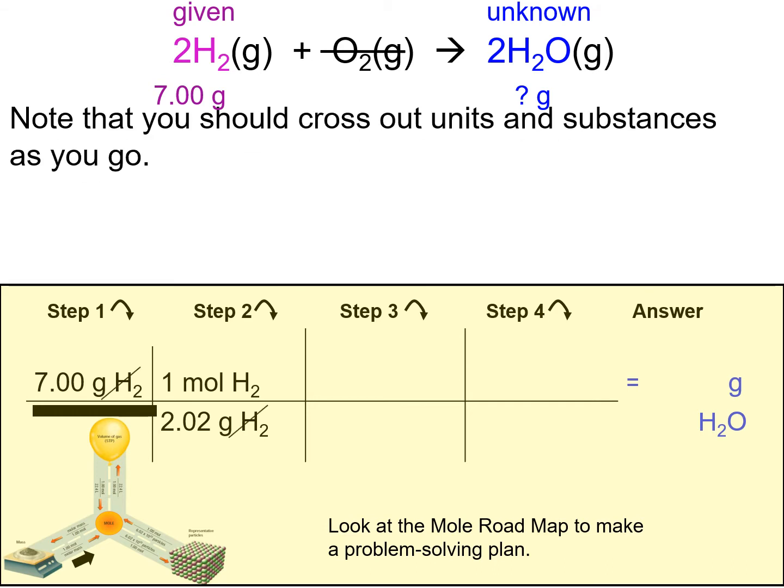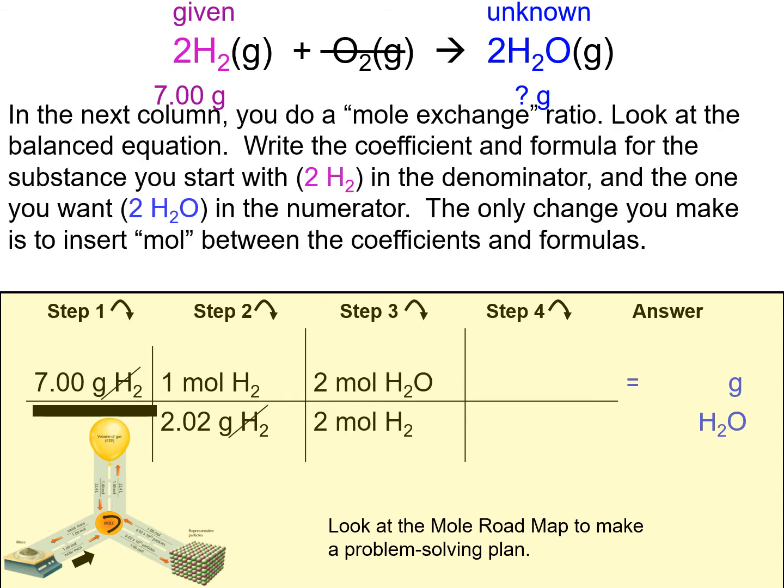It leaves us with moles of hydrogen, which is a fine thing to have, but it is not the substance that we want. So where it says step 3, that's where we are going to use the balanced chemical equation. In step 3, you look at your balanced chemical equation and you just basically insert the word mole between the coefficient and the substance. So we have 2 moles of hydrogen for every 2 moles of water produced. Notice that I put the moles of hydrogen in the denominator, and that way it will cancel the moles of hydrogen in the numerator of the previous step.